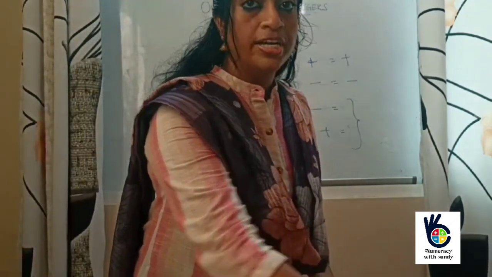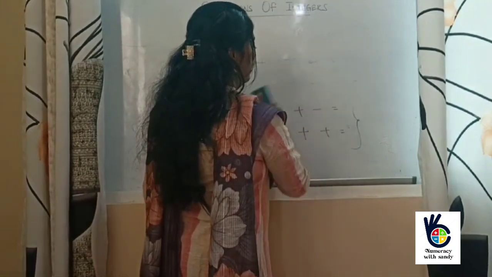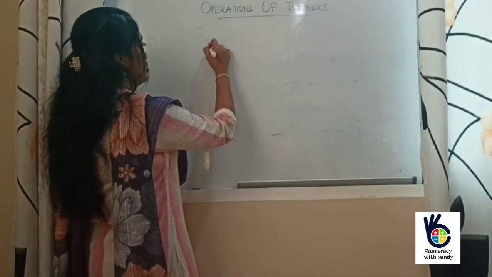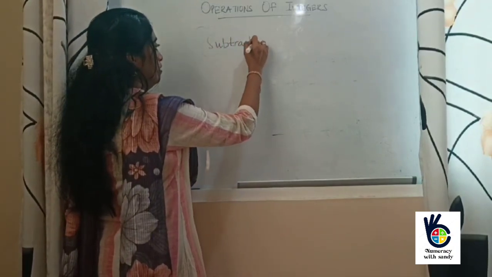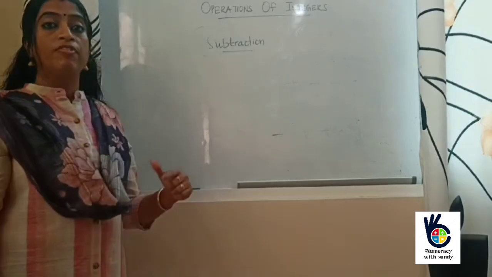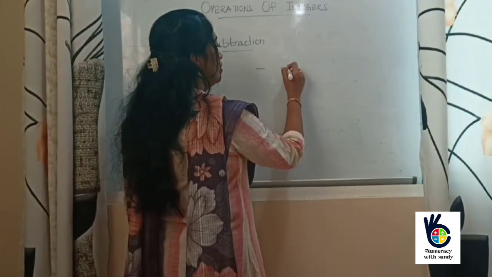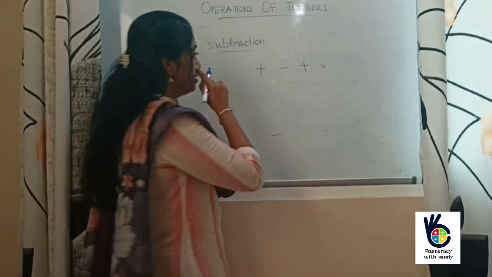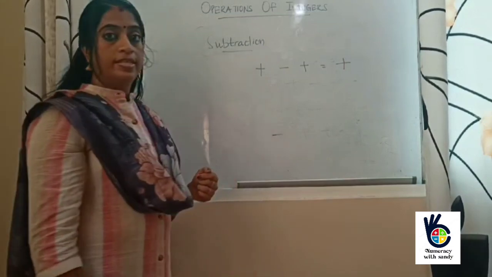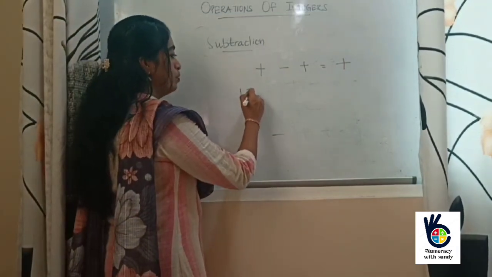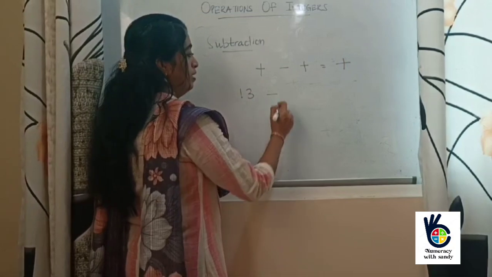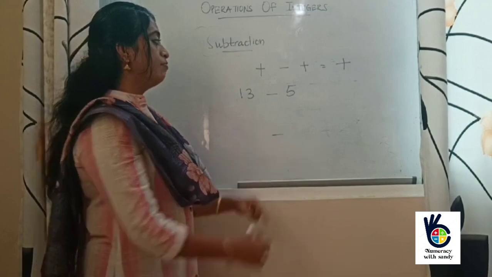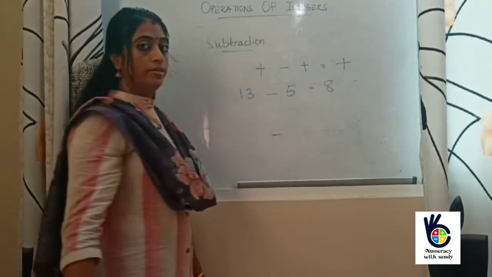Now, let us study about subtraction. When we are subtracting two positive integers, the result is positive. Let us see, 13 is a positive integer and 5 is also a positive integer. So when we are subtracting 13 and 5, 13 minus 5 is 8.